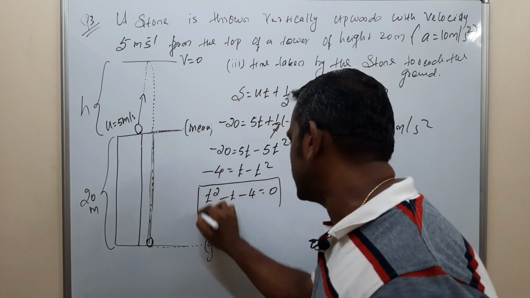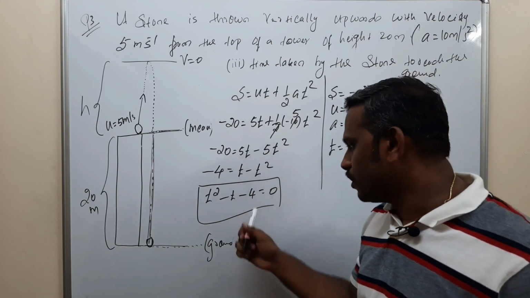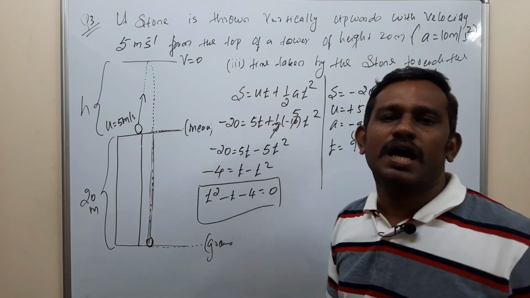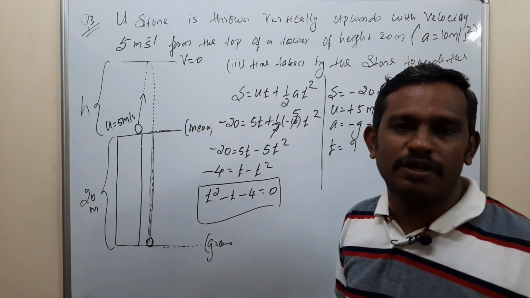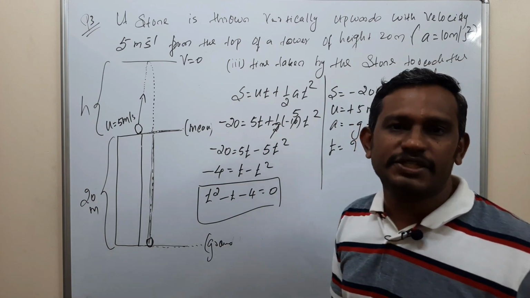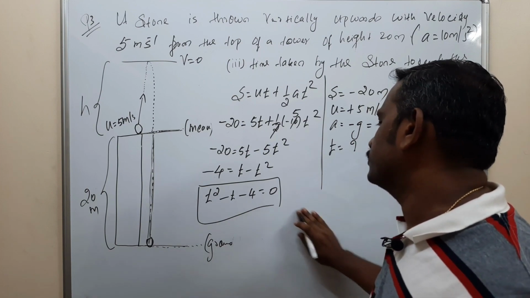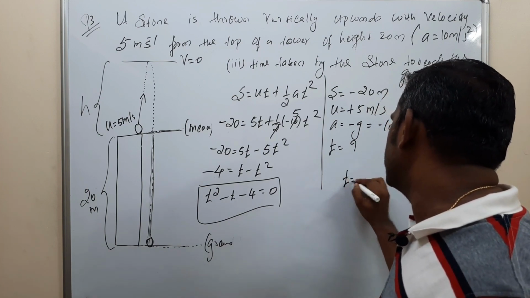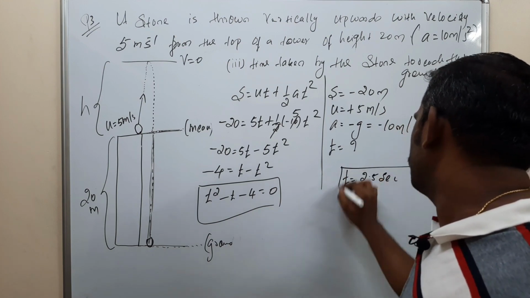So this is a quadratic equation in T. If you solve this quadratic equation, you will get the value for time. There is one positive value and one negative value. Ignore the negative value and take the positive value. So approximately we will get T is equal to 2.5 seconds.